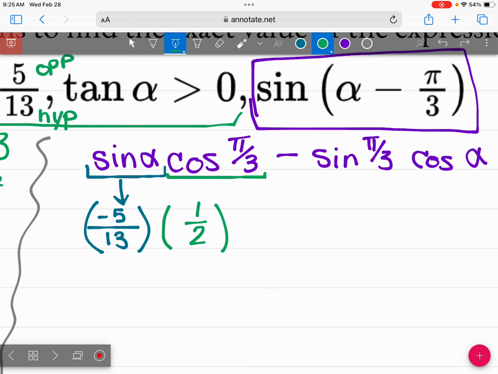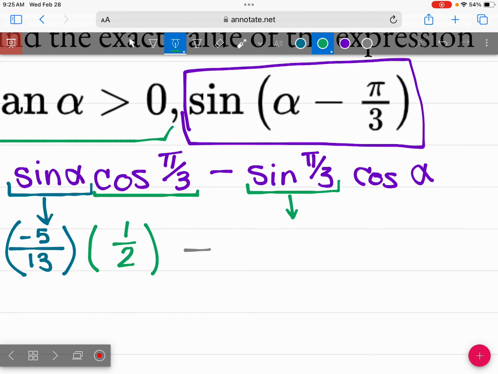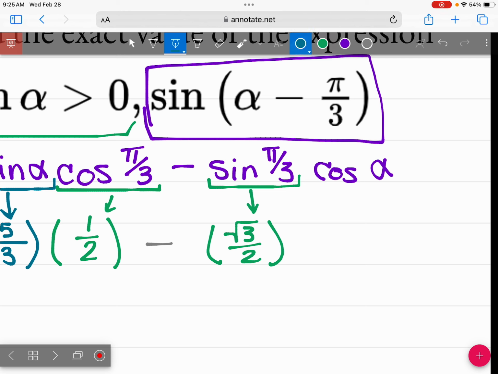And then we're going to keep going. We're going to have our subtraction. And we're going to do sine of pi over 3. So we just thought about that one. Square root of 3 over 2. And then this is the piece where we really needed that sketchy sketch to the side, because we need cosine of alpha, which is what we weren't told. So cosine of that angle, negative 12 over 13.